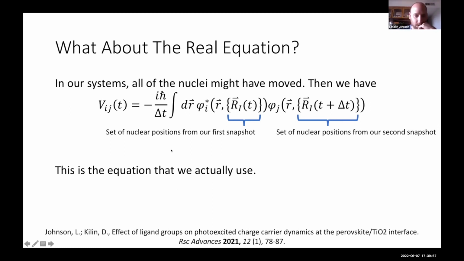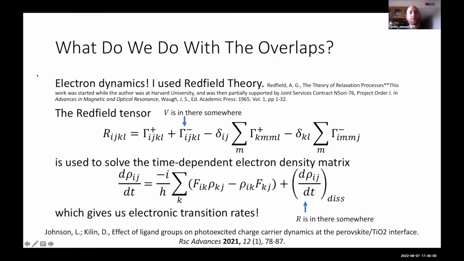And so once we have that, now our electrons can transition from state to state, so we can do electron dynamics. And that's what we're usually interested in when we're doing dynamical things.